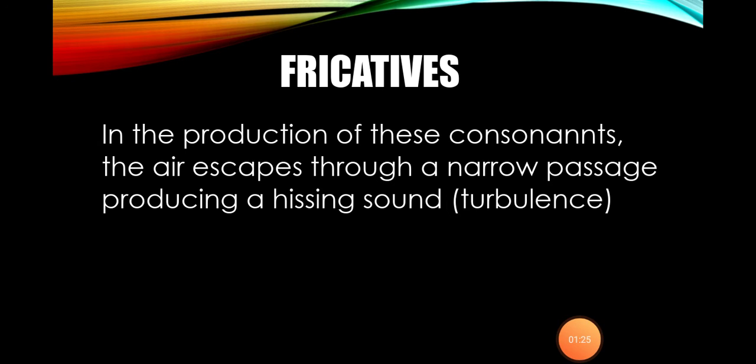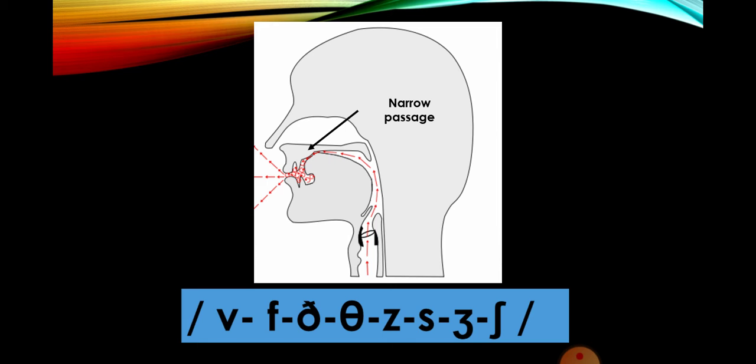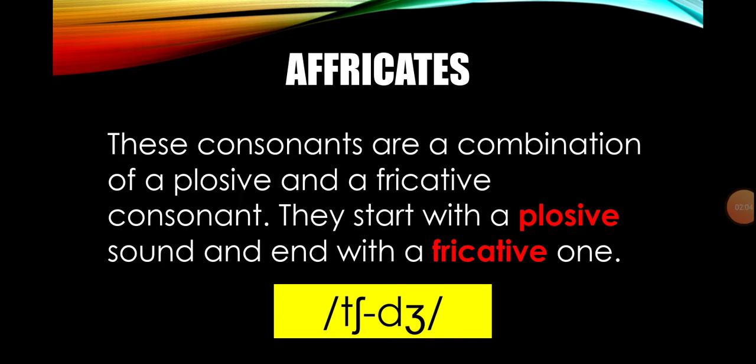Okay? Let's consider fricative sounds. In the production of these consonants, the air escapes through a narrow space, producing a hissing sound. So as you can see, there is very little space. So these sounds produce a friction, a turbulence. For example, v, f, th, s, sh, and z. Because there is a narrow passage, a very closed space for the air to escape, that's why they are called fricatives.